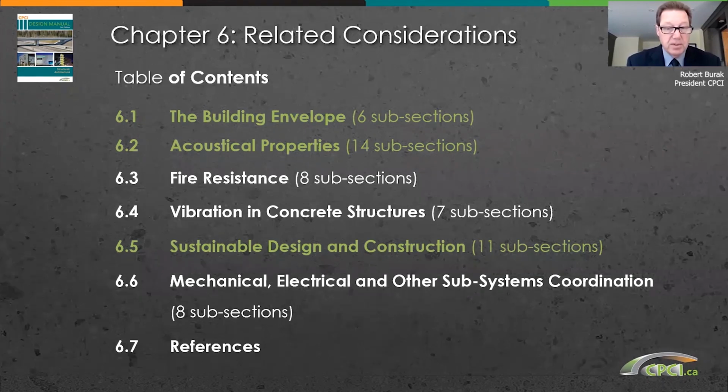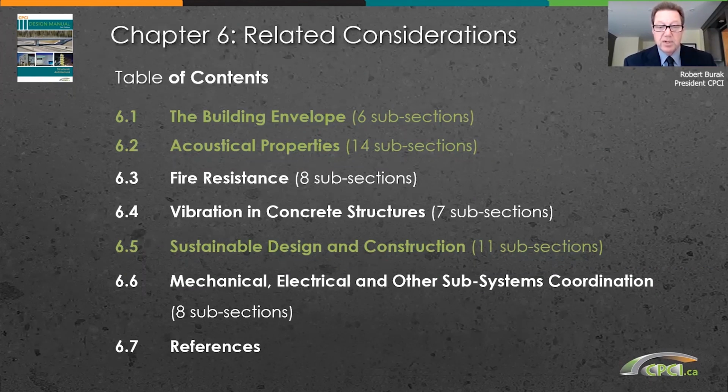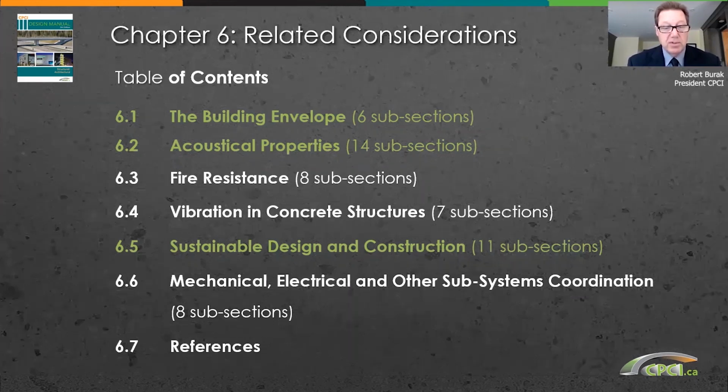These include the building envelope, particularly considerations for rain penetration, vapor diffusion, air leakage, and thermal resistance. This is covered in section 6.1. Acoustical considerations such as airborne sound transmission, typically defined by the sound transmission class STC, and new to the NBC or National Building Code, apparent sound transmission class or ASTC. This is covered in section 6.2. Fire resistance and the design for heat transmission for floors, roofs, walls, and ceilings. This is covered in section 6.3.